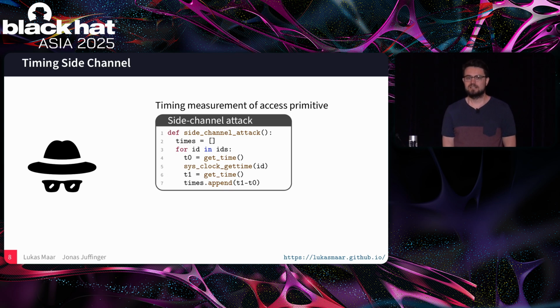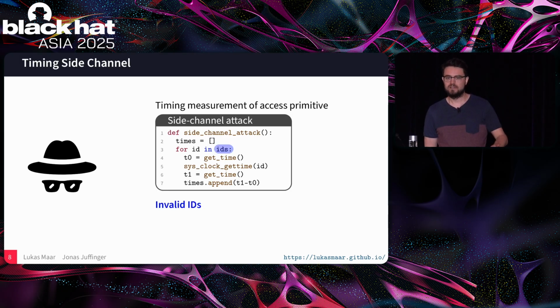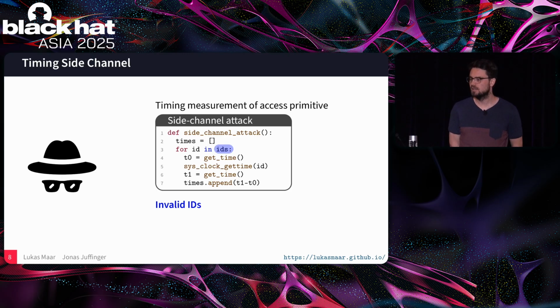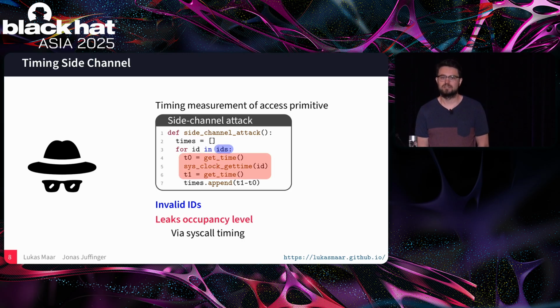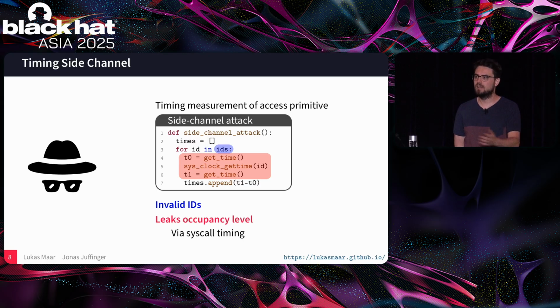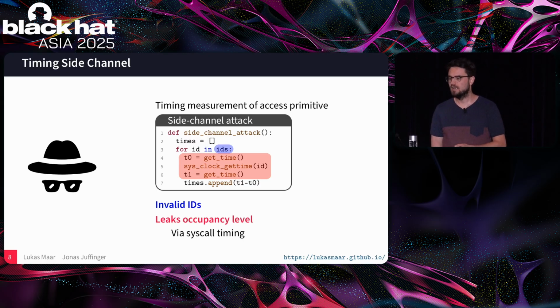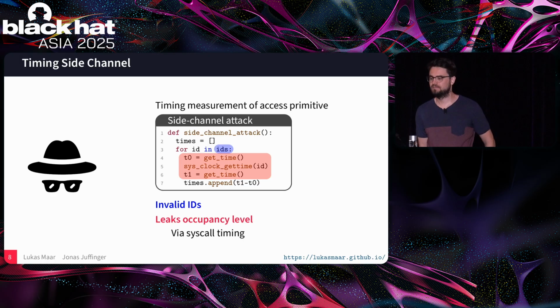And then from the user space side, the code also looks pretty simple. What we do here for one of our first measurements, we just used invalid IDs. As Lukas just said, we need invalid IDs because then the syscall iterates over the whole linked list, so we actually get a timing leakage. And then we simply take the time of the syscall. So we take a timestamp before and after the syscall was executed, and this leaks the occupancy level.